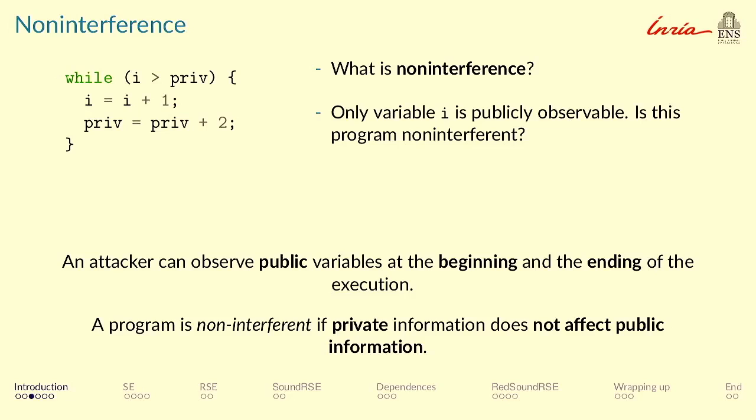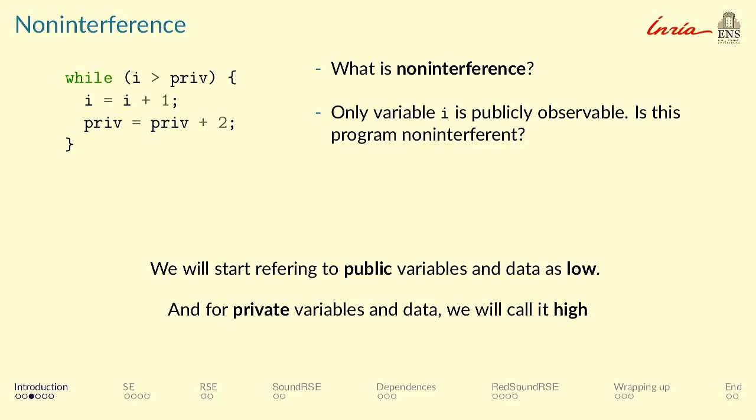In this case, we have only I as a public variable, and we're going to assume that prib is a private variable. In all the programs that we see, prib is going to be the only confidential variable. A program is going to be non-interferent if the private information is not affecting public information in the program. This is a very high-level introduction, but we're going to go a bit more in depth. Also, just as a heads up, I'm going to be referring to public information or variables as low variables, meaning low confidentiality, and private variables we're going to call high variables.